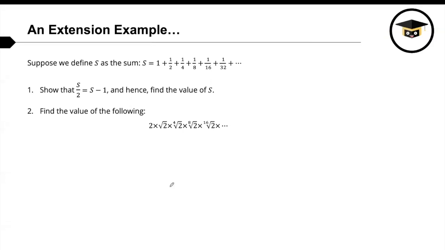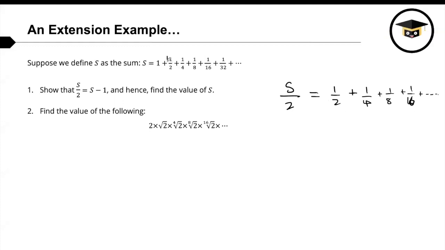Okay, so let's go through question 1. Show that S over 2 is equal to S minus 1. So first things first, we probably want to figure out what S over 2 is. Remember, we're just going to be dividing everything by 2. So we get 1 over 2 plus, now what's a half over 2? That's a quarter, isn't it? A quarter over 2 is going to be an eighth. So it's an eighth plus 1 on 16. What's 1 on 16 divided by 2? That's 1 on 32.